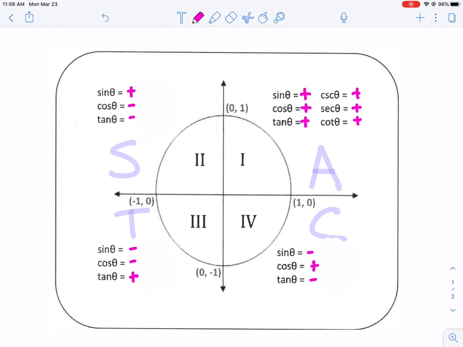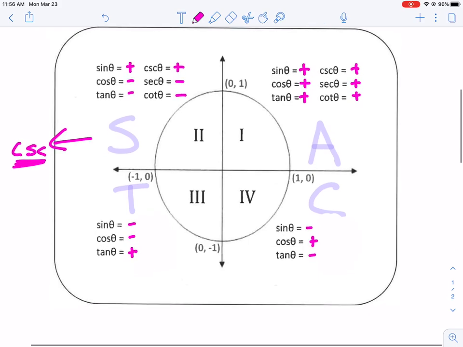In quadrant 2, think of the reciprocal function that goes with sine. Sine goes with cosecant. So if sine is positive in quadrant 2, its reciprocal function, cosecant, is also positive. So cosecant is positive, and the other two functions, secant and cotangent, are negative.